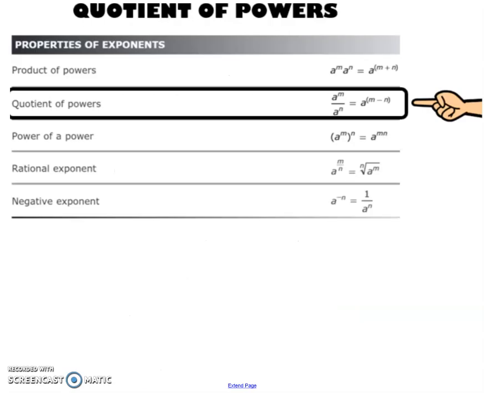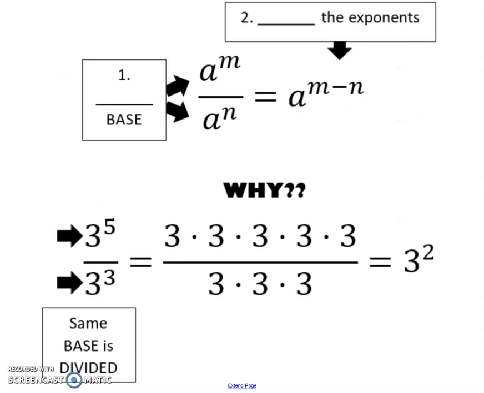And in our star chart, it's right there. You don't have to memorize it, but if you don't know what it means, it doesn't help you. So let's look at what this means. I have a to the m divided by a to the n. We have to have the same base. That is the first thing that has to be true for me to use this rule.